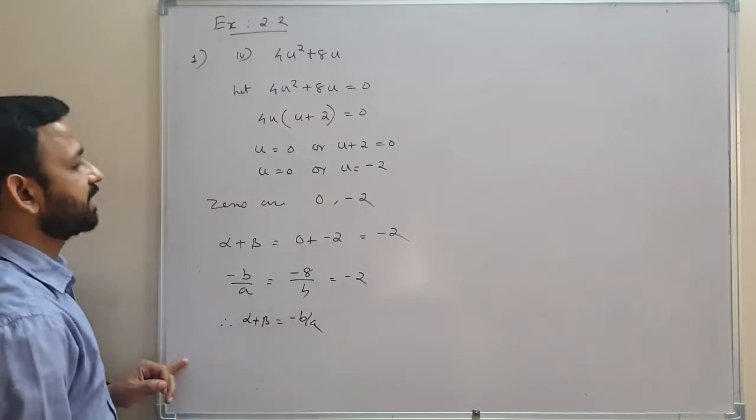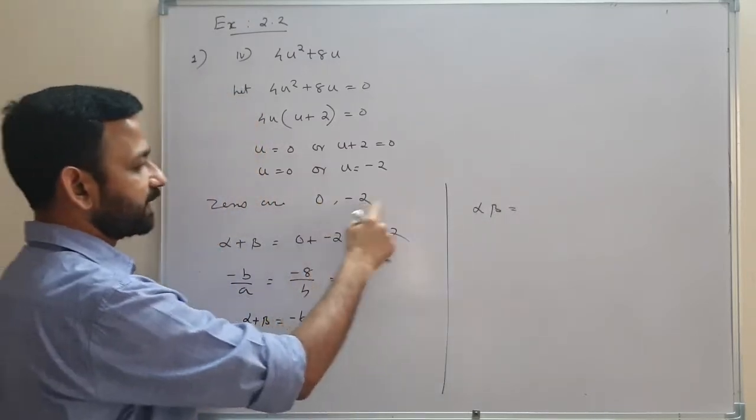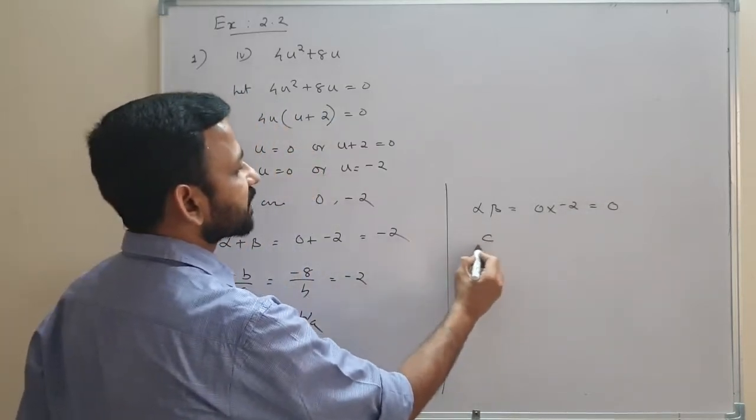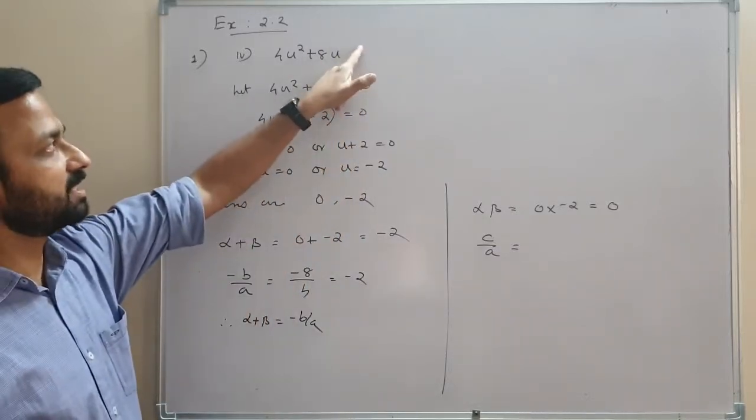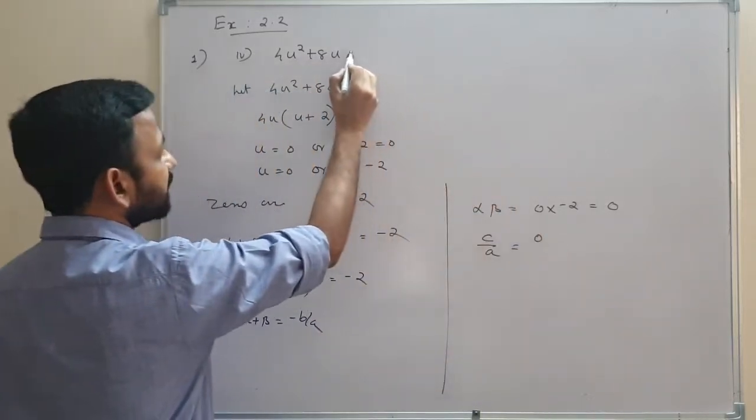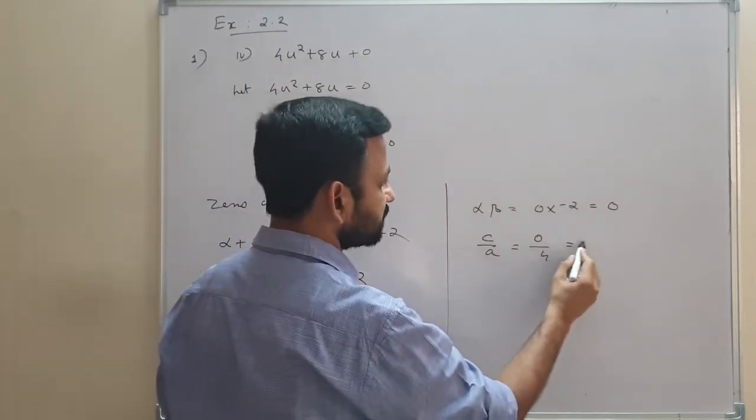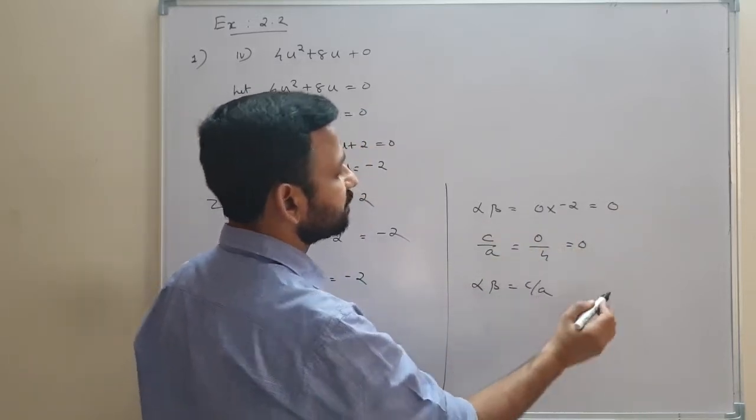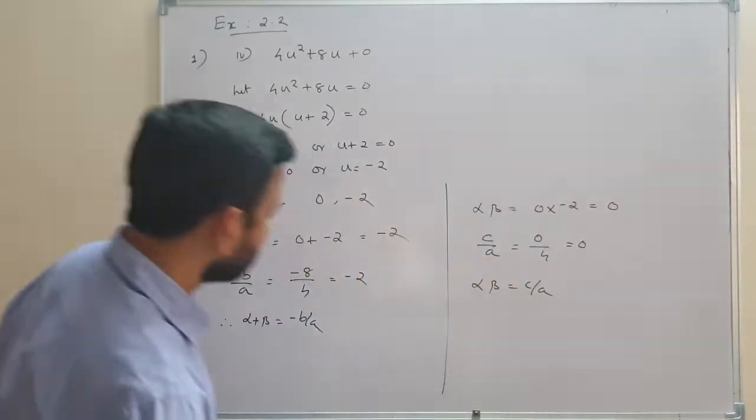Now we can find alpha into beta, that is 0 into minus 2, that is 0. Then c by a. Here we don't have a constant term, so the constant is 0. So 0 upon 4, that is 0. Now both of them are equal. So we can write alpha into beta is c by a. Then one more question.